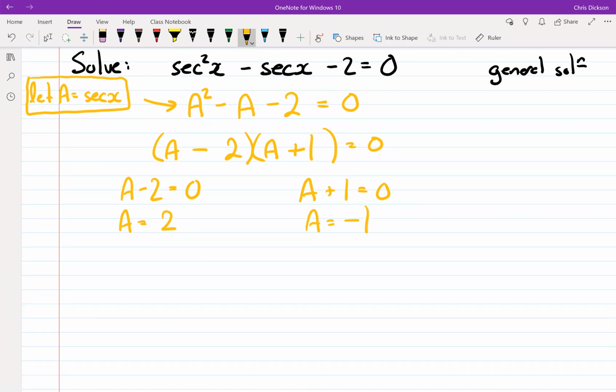And it's so tempting to walk away right now, but remember, this was not just a basic quadratic, it was a second degree trigonometric equation. So you have solved the second degree part of it, the quadratic part. So let's resubstitute in what a was. A was the secant of x. So we have secant x equals 2, and secant of x is equal to negative 1.